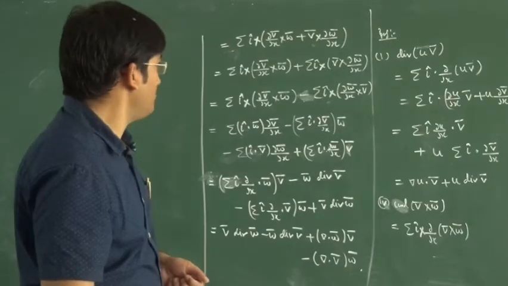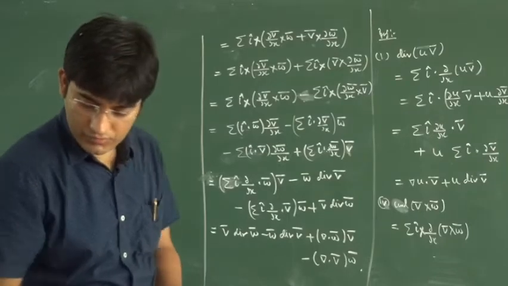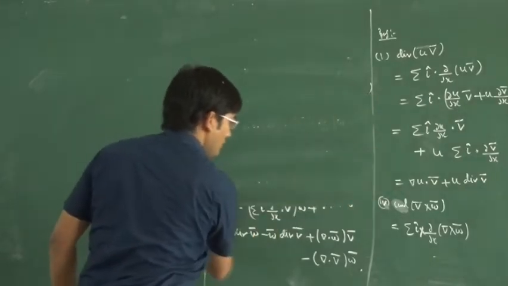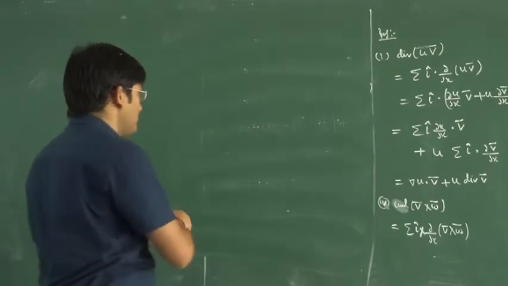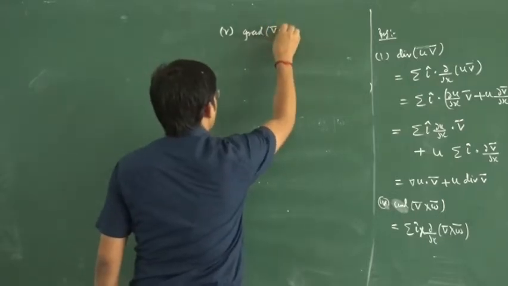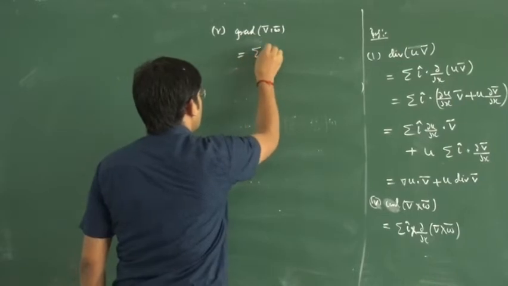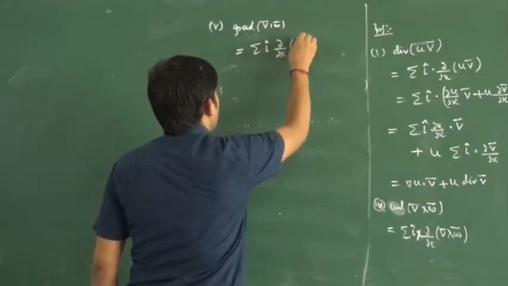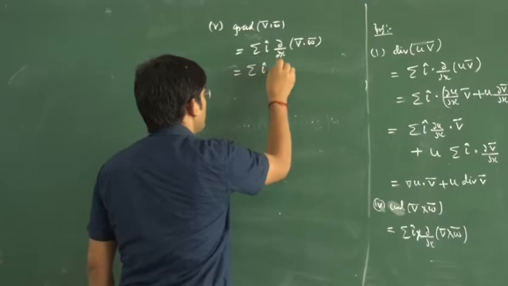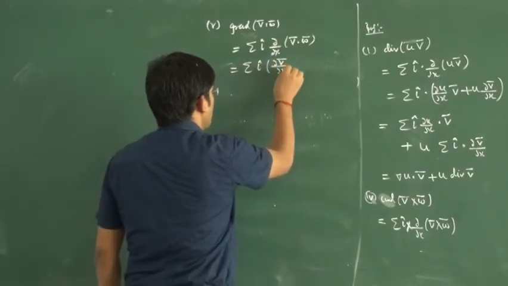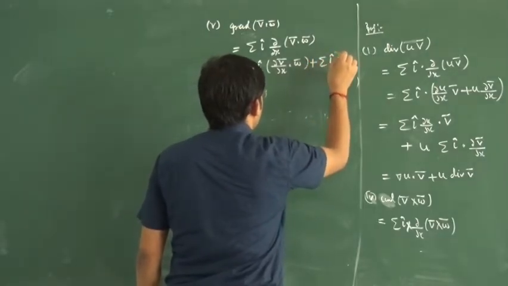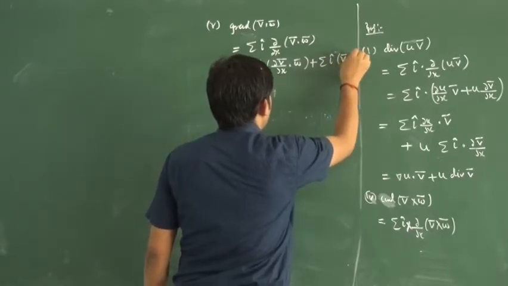Now let us prove the fifth part. So for the fifth part we have some calculation. The fifth part is, let us take its left hand side, which is your grad B dot W. Now the definition of the grad is summation I del by del x of V dot W. So again use the definition of differentiation. So we have del B upon del x dot W, then next one will be I, and then we will have B dot del W upon del x.